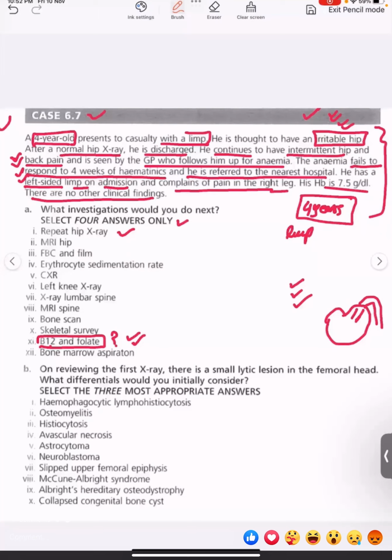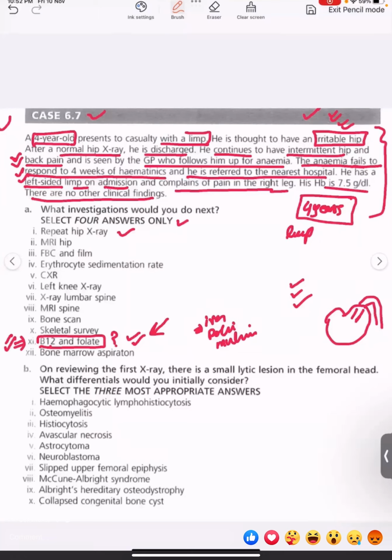This is not a B12 and folate deficiency. Just to make the answer clear, the anemia fails to respond to 4 weeks of hematinics. Hematinics do not always mean you are just giving iron. That may be your folic acid, that may be your multivitamins too. So this is not this case. Why? Because they have clearly told me they have given hematinics. That may be iron, that may be vitamin B12, that may be folic acid, and the patient is not responding. So it has been excluded, right?